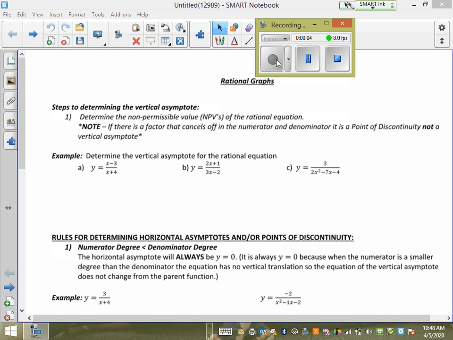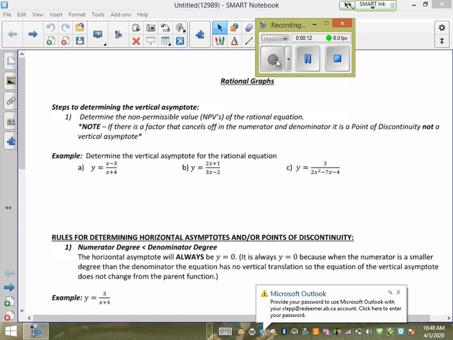Hello again, Math 30-1. We're looking at rational graphs today when they're not in the transformed form. So for example, if you look at A here, it's y equals (x minus 3) over (x plus 4). There's an x in the numerator, so it's not in transformed form, so we can't just give our asymptotes from our vertical and horizontal translations. So that's what we're going to do today.